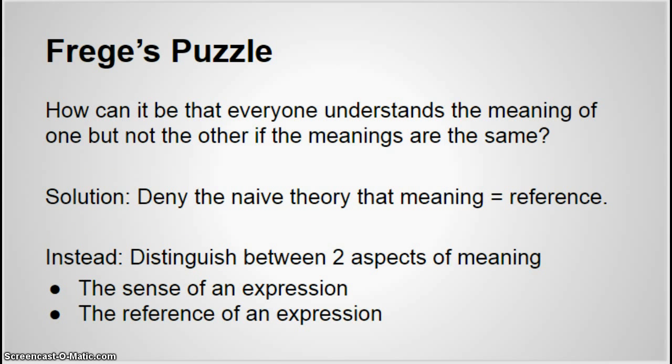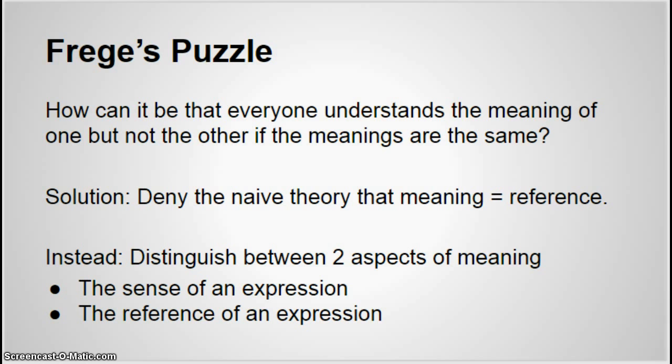But how can it be that everyone understands the meaning of one but not the other if the meanings are the same? It would seem that if you understand one sentence and there's another sentence that means exactly the same thing, you should understand the meaning of the second sentence also, right? I mean, it's not like it's in another language or anything like that.